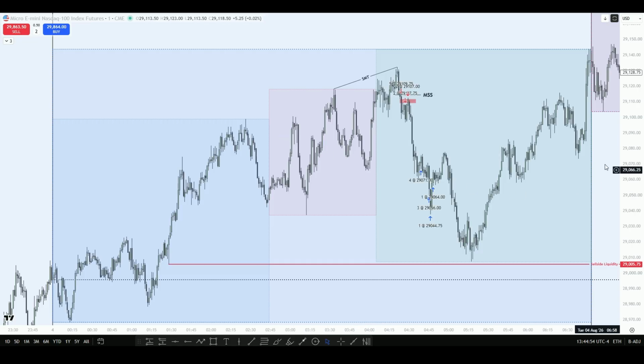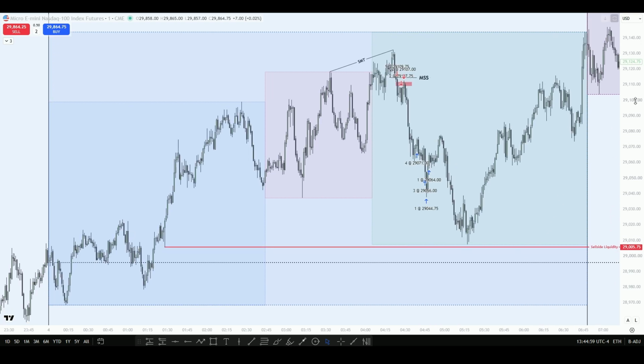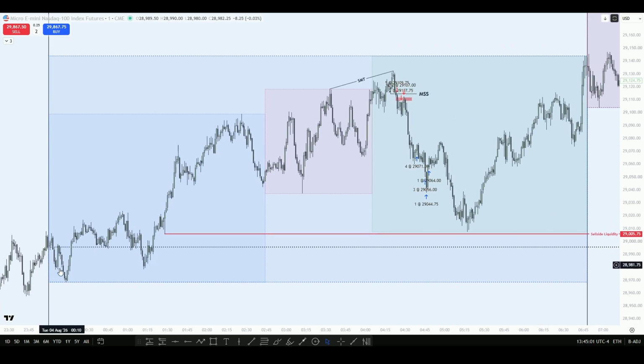So if the whole daily range has three main cycles, I call them parent cycles, okay? Each of them: accumulation, manipulation, distribution. So this large blue box represents the accumulation, the daily accumulation. Each of them has its own three cycles of accumulation, manipulation, and distribution.